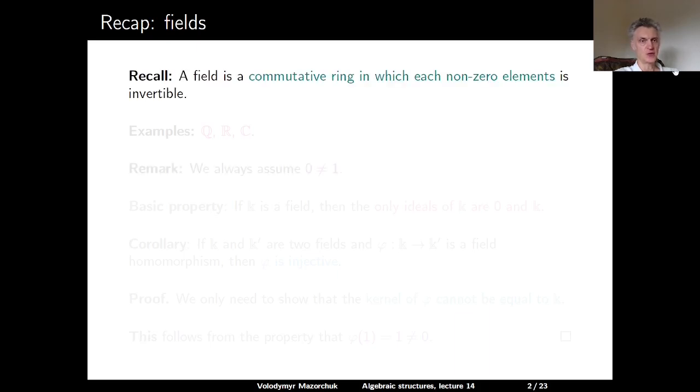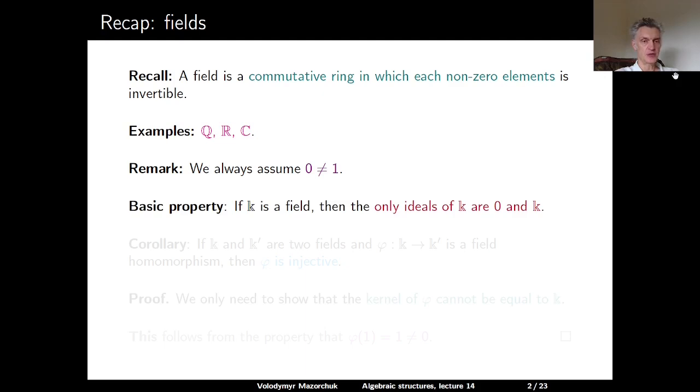A field is a commutative ring in which each non-zero element is invertible. Classical examples of fields are the fields of rational, real, and complex numbers. Let us remark that we always assume that a commutative ring or a field has at least two elements, 0 and 1, and they are different.